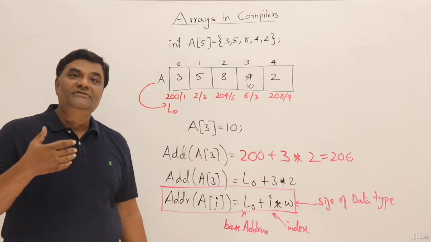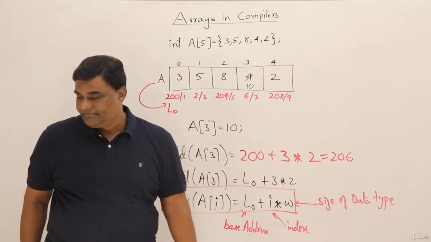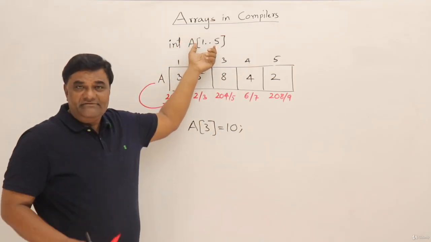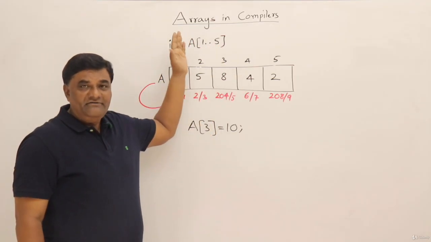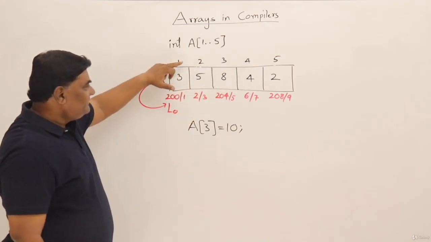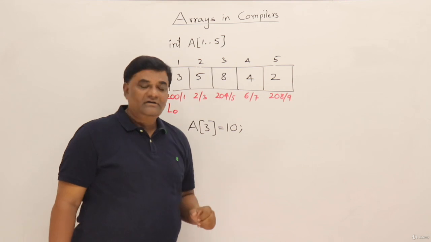Then how will the formula change? Let us look at it. I have modified the declaration. Suppose in some XYZ language, an array can have indices starting from 1 to 5. Then this will be index 1 and the last index will be 5.